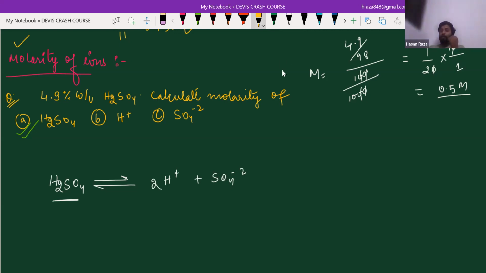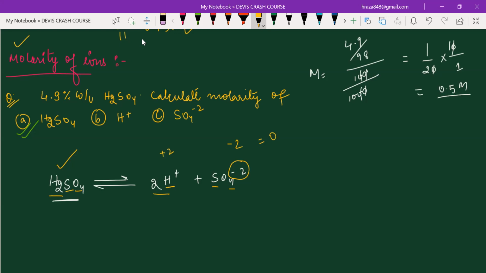Whenever you are going to dissociate, just make sure whether it is balanced or not. Atomically, you can say two hydrogen, one sulfur, four oxygen, four oxygen. After checking the atoms, check the charge also. Zero charge on the left hand side means zero charge should be on the right hand side. Total charge minus 2, and one hydrogen has plus 1, two hydrogen will have plus 2. Overall charge 0 on the right hand side also, right?